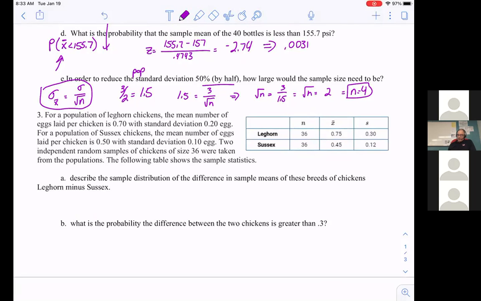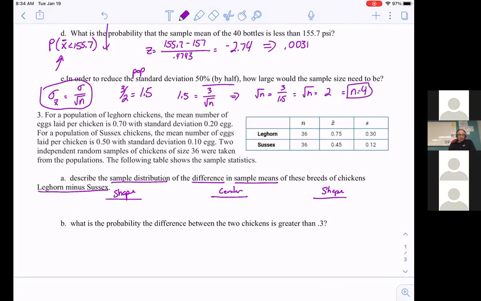All right, describe the sampling distribution for the difference in sample means of the breeds of chickens. It tells us Leghorn minus Sussex, so that's nice. No confusion there. When we describe the distribution, since it's a sampling distribution, context is always helpful. But in reality, we're just after shape, center, and spread. And if we put a label in there, we've got the context covered, whatever my label might be.